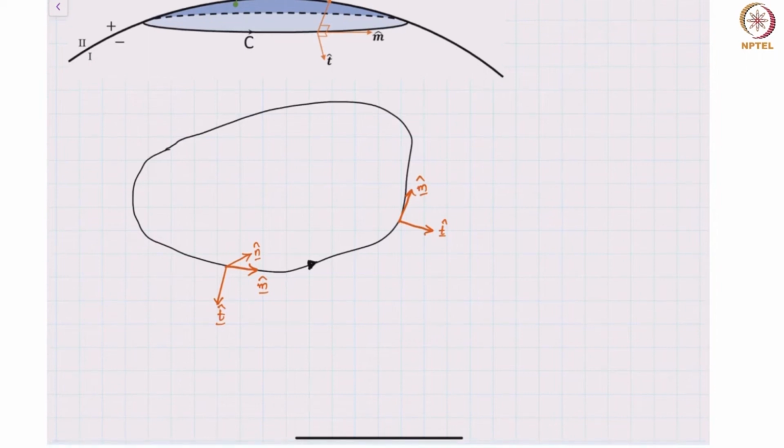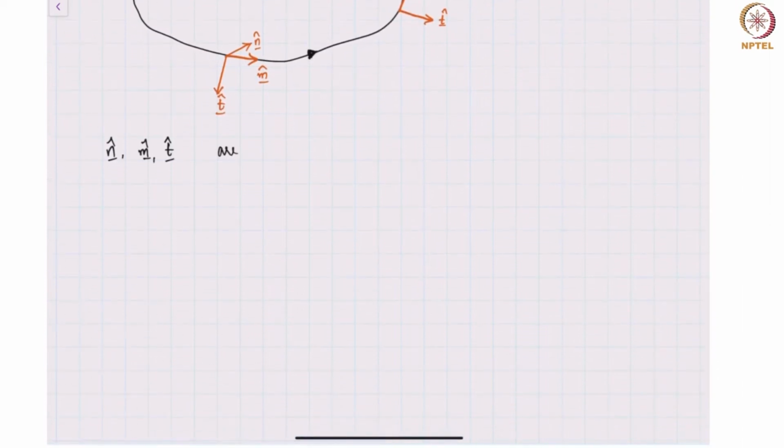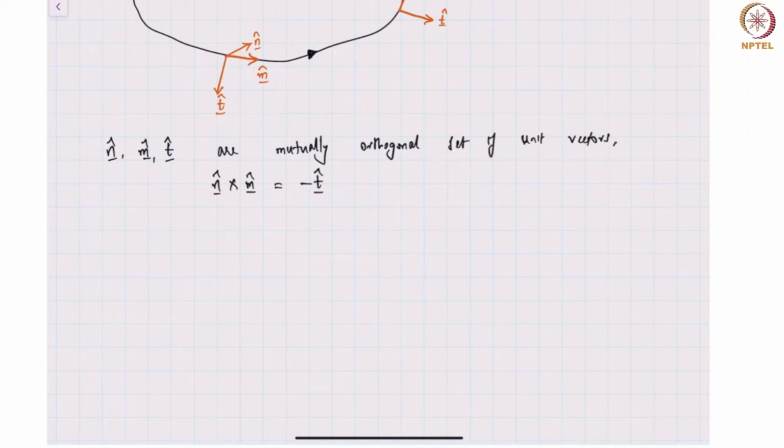So some useful identities. Since N hat, M hat, T hat are an orthogonal set of unit vectors, mutually orthogonal to each other, we have N cross M is minus T. That's the first relation between these three unit vectors that I have.